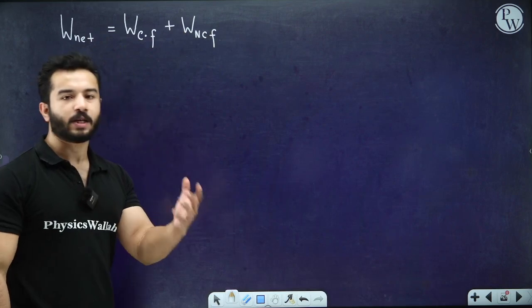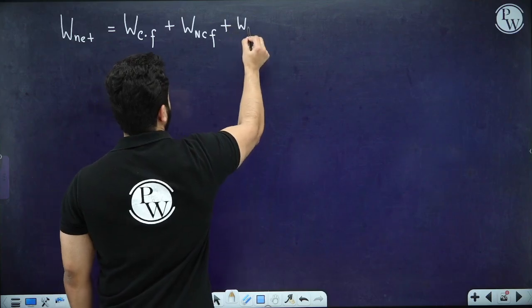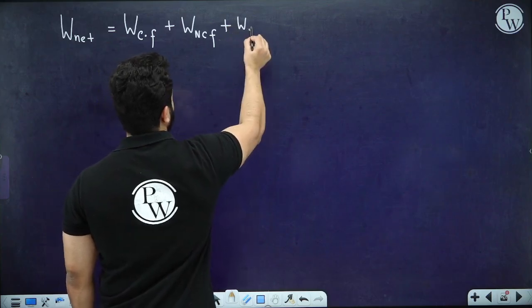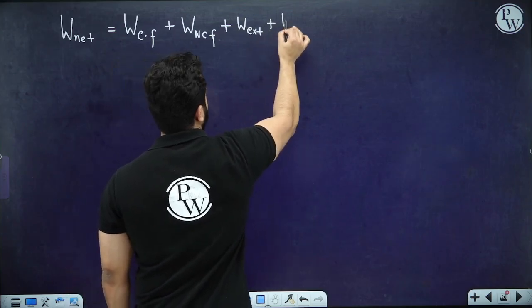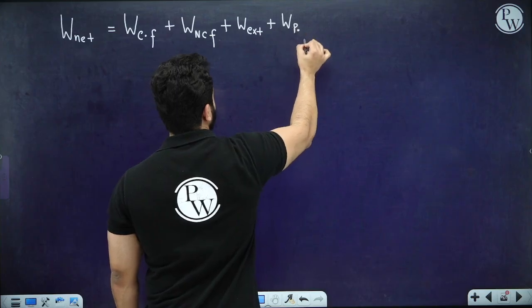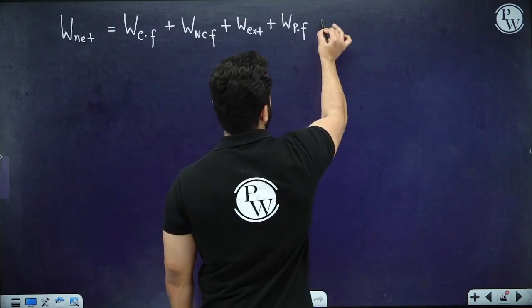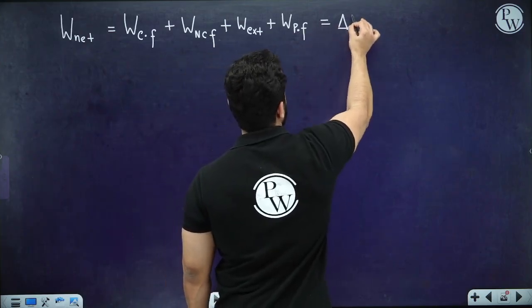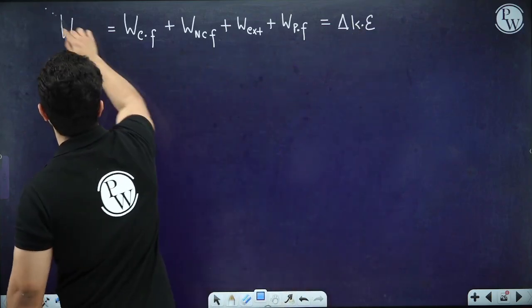All of those forces, like friction, depend upon the path, plus work done by external force, plus work done by pseudo force. All of these things are equal to the change in kinetic energy. This is again the work energy theorem.